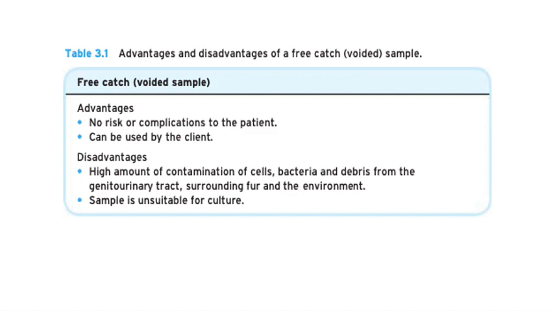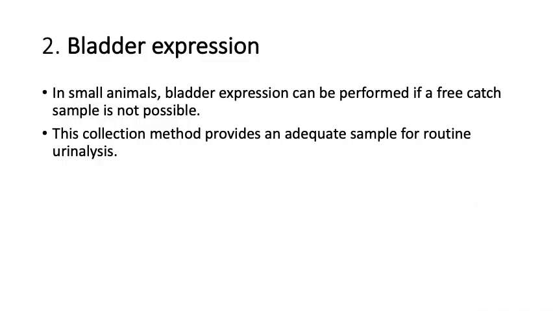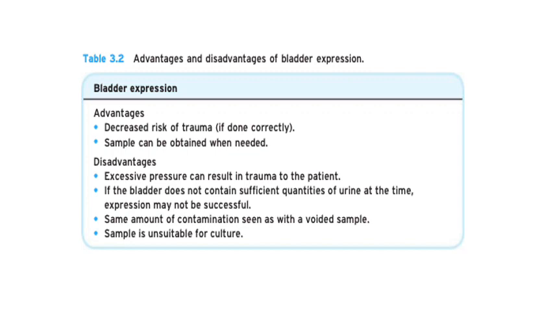Here are the advantages and disadvantages of a free catch or voided sample. So this type of sample is used for routine testing. Next is the bladder expression. For collection, the animal is standing or placed in lateral recumbency and the bladder is palpated. Once it is located, gentle, steady pressure is applied to the bladder until the animal begins to urinate. This method should never be used in patients with suspected obstruction or fragile bladder due to increased risk of rupture.